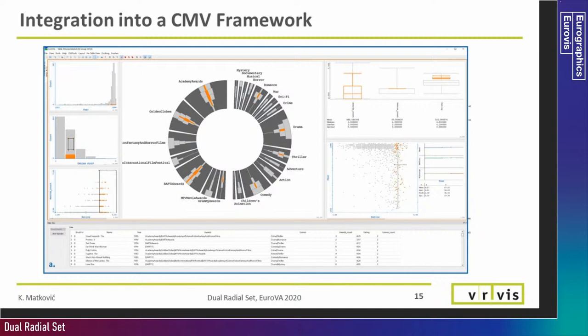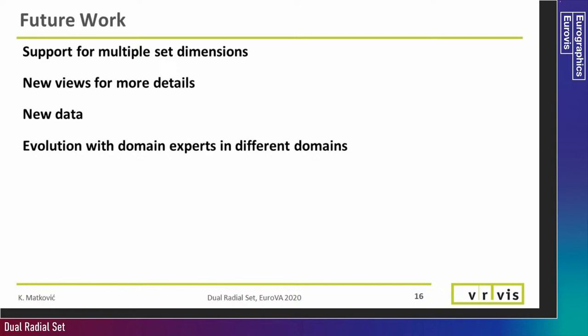Finally, future work includes support for more than two set dimensions. It seems straightforward to integrate a third or fourth, just divide the circle into more parts, but is it then too crowded? Do we have enough place for every individual set type dimension? There are many, many questions that have to be solved, or do we need a new view?